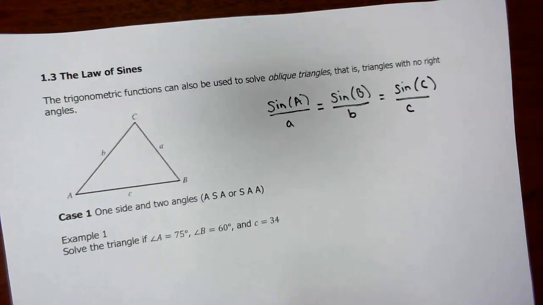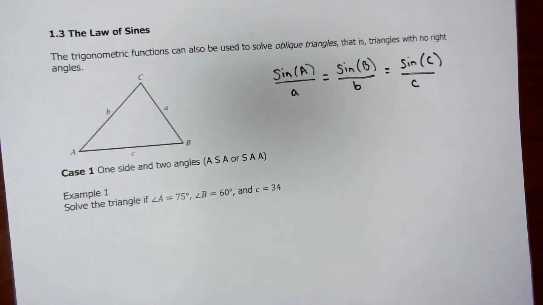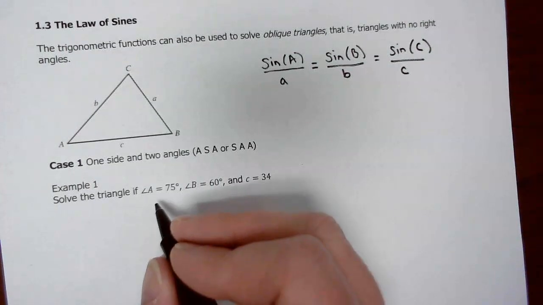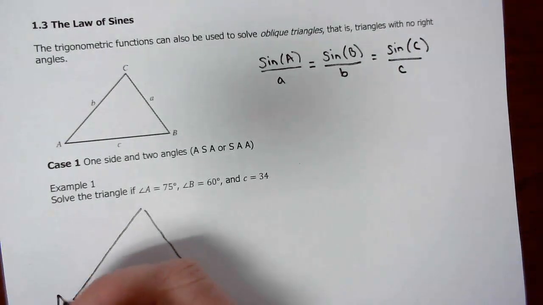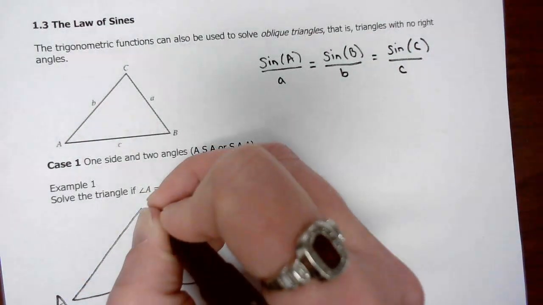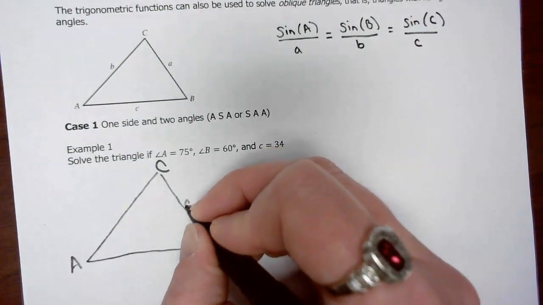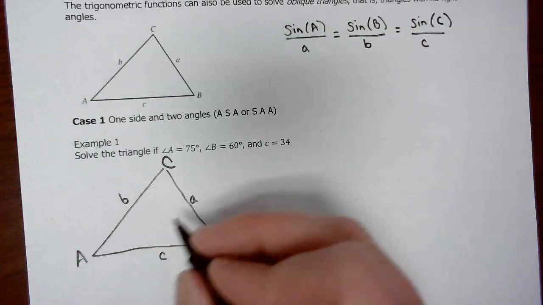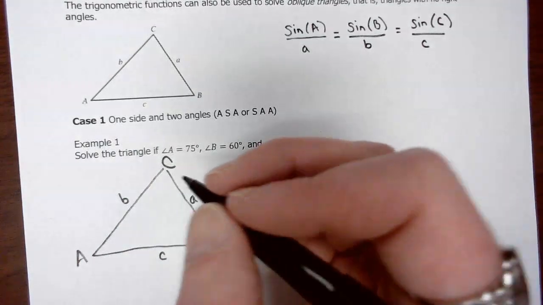Now I could do a proof of this if you would like. Just ask me and I will record a proof. But otherwise, it's pretty nice. So when we're asked to solve a triangle, that means I'm going to find everything that's missing. So I'm going to draw my picture. A, B, C. I name the angles with big letters, and the little letters are for the sides, and they're always across from their angles. So big A, big B, big C, little c. Now let's label what we know.